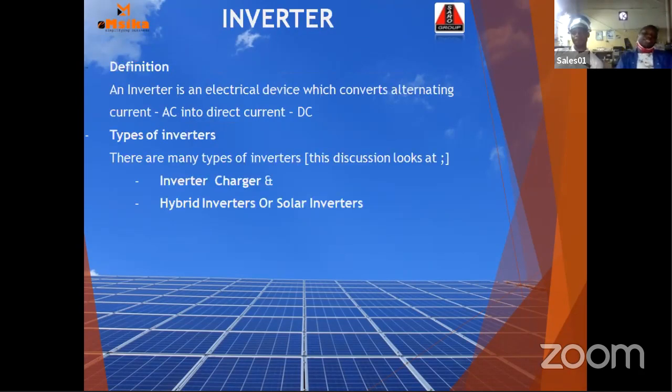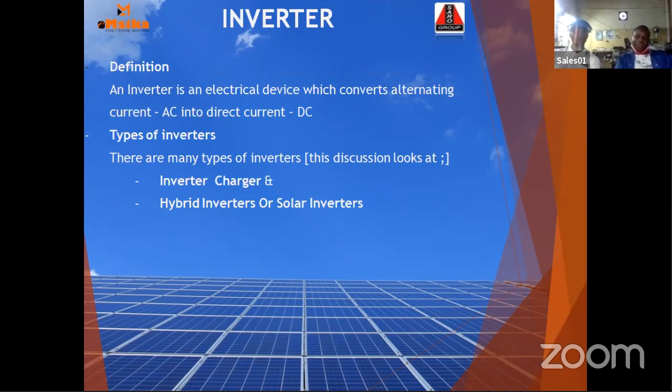So, for those that may not know, an inverter is an electrical device which converts alternating current, which is AC, into direct current, DC. So the basic operation of an inverter is just to convert AC into DC. AC is the alternating current that you get from ZESCO. An inverter will convert that AC into DC and store that energy in the battery, so that at the time that power fails, you'll be able to use the stored energy in the battery and it will give you AC. So that's what an inverter is.